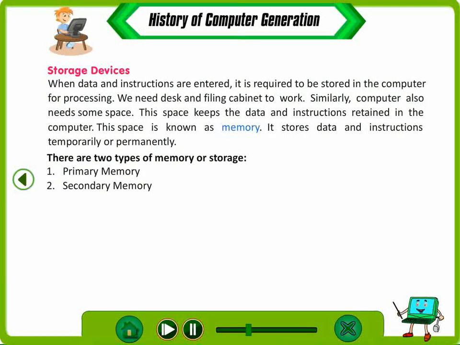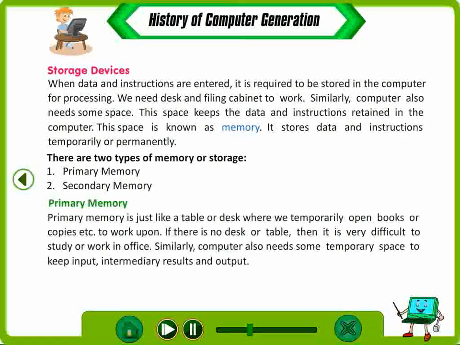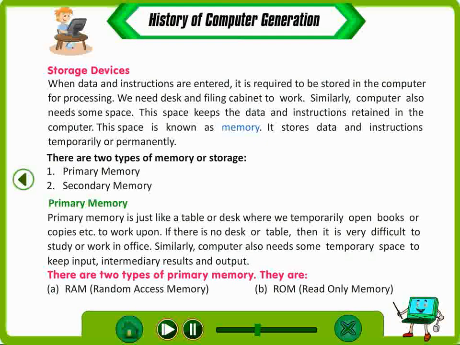There are two types of memory storage: primary memory and secondary memory. Primary memory. Primary memory is just like a table or desk where we temporarily open books or copies etc. to work upon. If there is no desk or table, then it is very difficult to study or work in an office. Similarly, a computer also needs some temporary space to keep input, intermediary results and output. There are two types of primary memory. They are RAM, random access memory, and ROM, read-only memory.